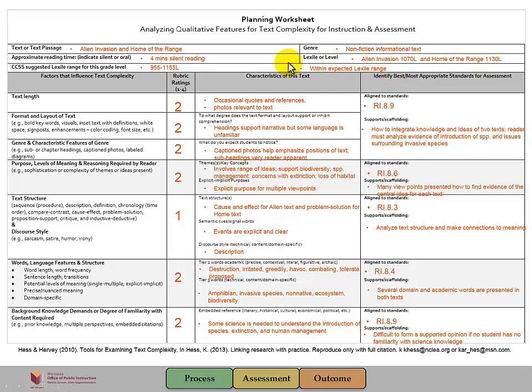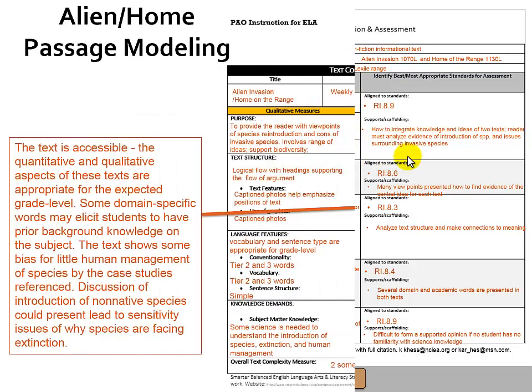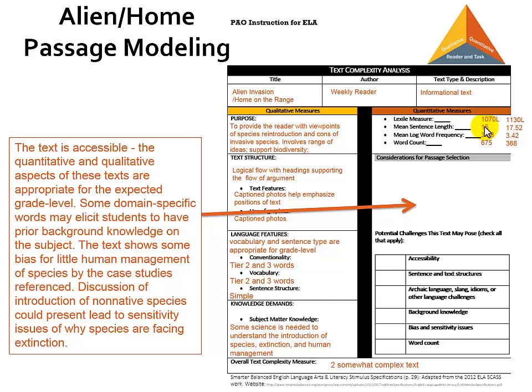Based on this measurement, the Lexile measures for these passages are within the expected Lexile range. Going through and using the descriptions found on that rubric, we see that most of the ratings for this passage are somewhat complex. Here are some notes about the characteristics we should mention for this text. So based on our planning sheet, we would use the information contained in the planning sheet to fill in our text complexity analysis for this passage.